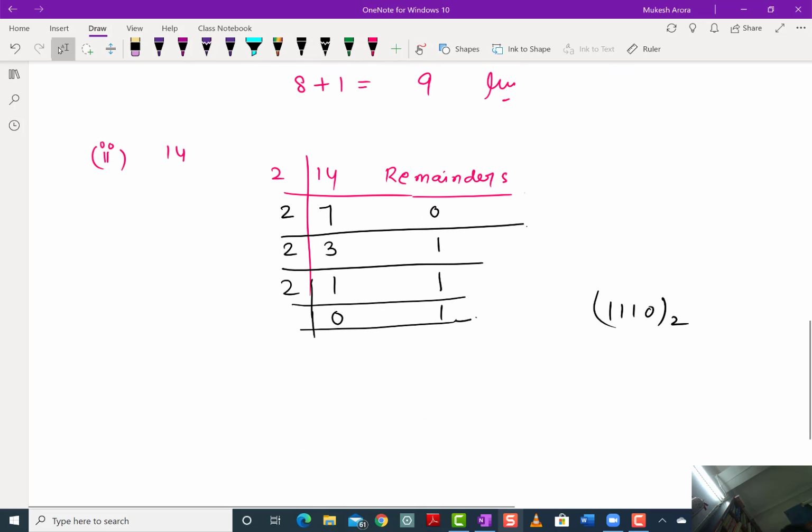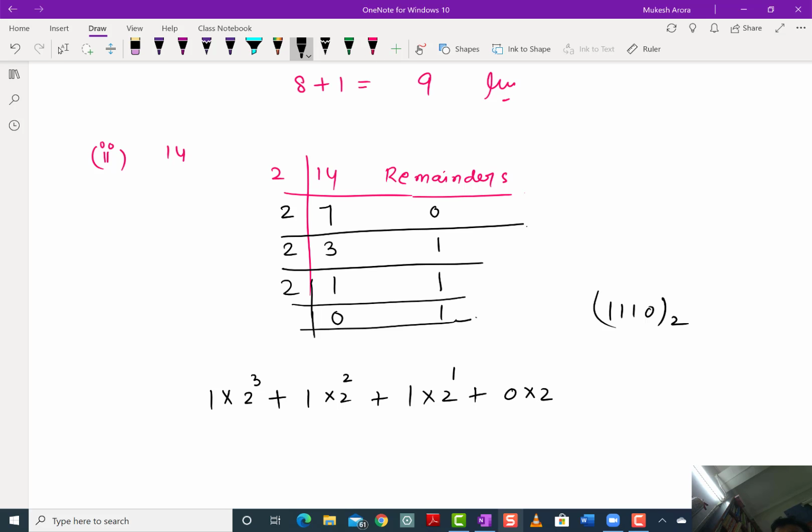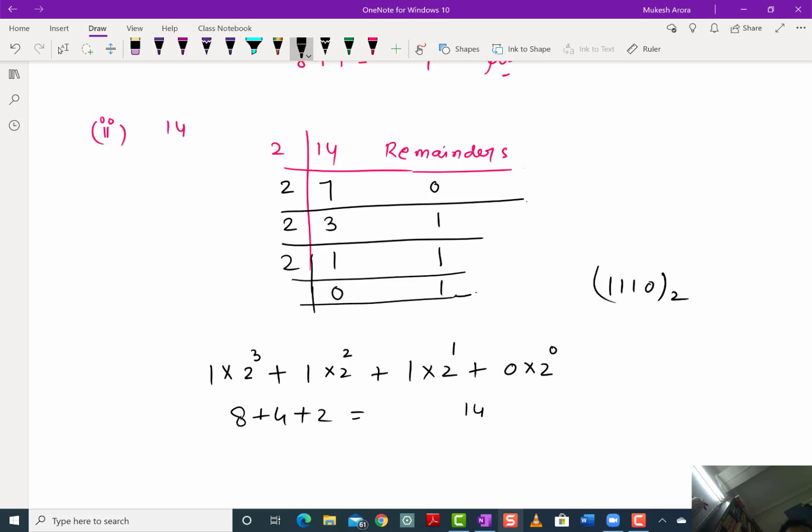And if we want to check, it is 1 into 2 raised to the power 3 plus 1 into 2 raised to the power 2 plus 1 into 2 raised to the power 1 plus 0 into 2 raised to the power 0. So it will be 8 plus 4 plus 2, that will be 14.